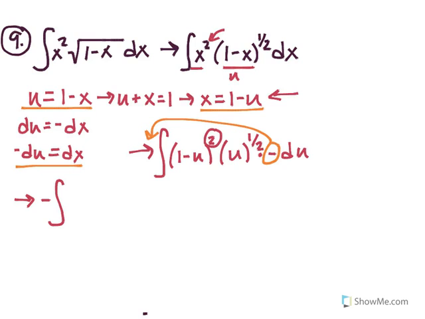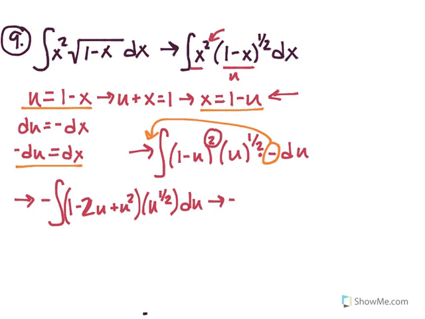That's going to be 1 minus 2u plus u squared. Now, if I went too fast for you there, go ahead and FOIL it out yourselves and check your answer with mine. Now, that's all going to be kept in parentheses, and then we have that being multiplied by u to the 1/2 du. All right, now it is time to distribute.